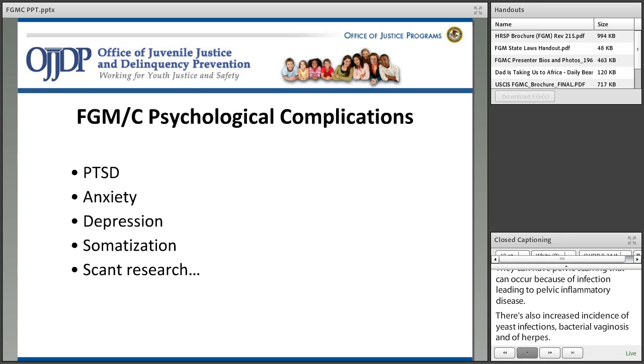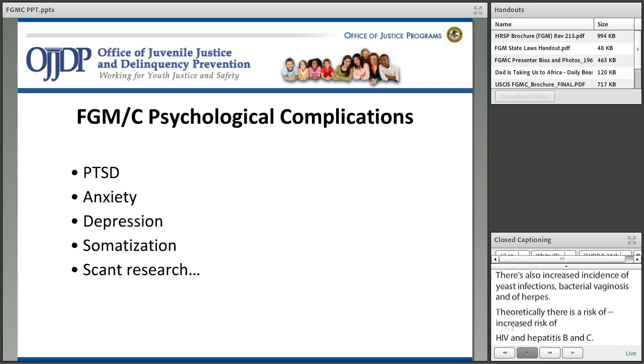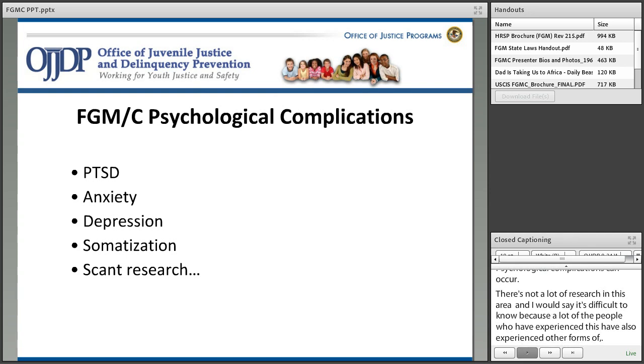Psychological complications can occur. There's not a lot of research in this area, and I would say that it's difficult to know because a lot of the people who have experienced this have also experienced other forms of trauma, whether pre-flight or during resettlement or when they're in refugee camps or other types of situations. Often, especially with children, they have parents who are traumatized, and traumatized parents cause traumatized children.